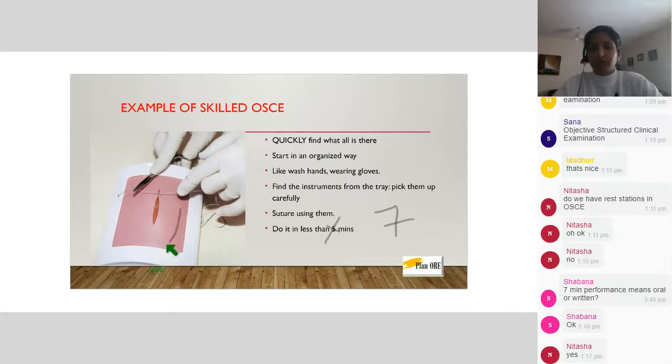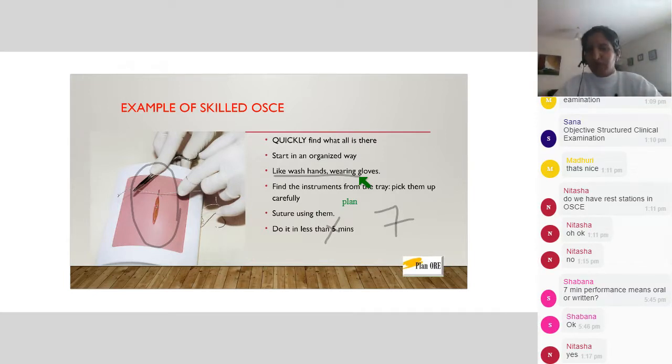Okay, so you need to make sure that you perform the skilled OSCE. While performing it, you should be very, very sure about the health and safety guidelines, where to throw the sharps, making sure that you're not hurting anybody, making sure that you wash hands and wear gloves before you start the skilled OSCE. There are various guidelines for every skilled OSCE which you need to perform step by step.